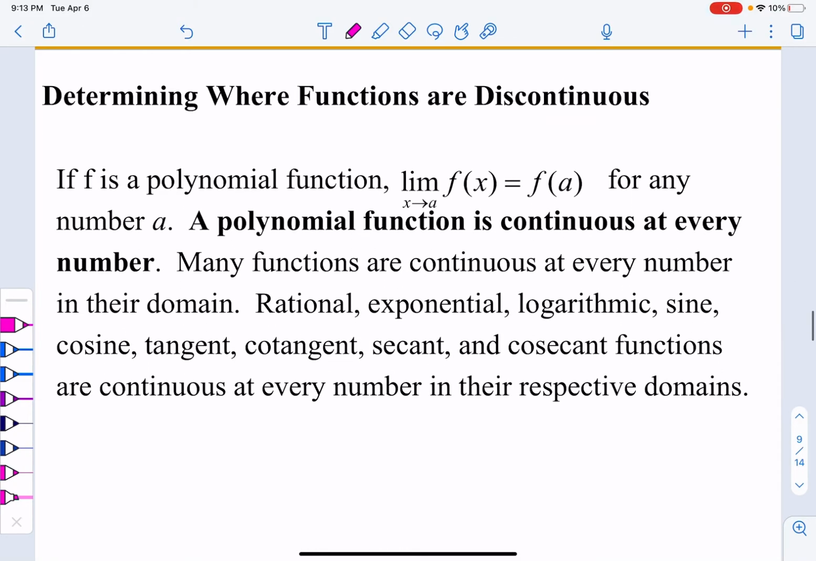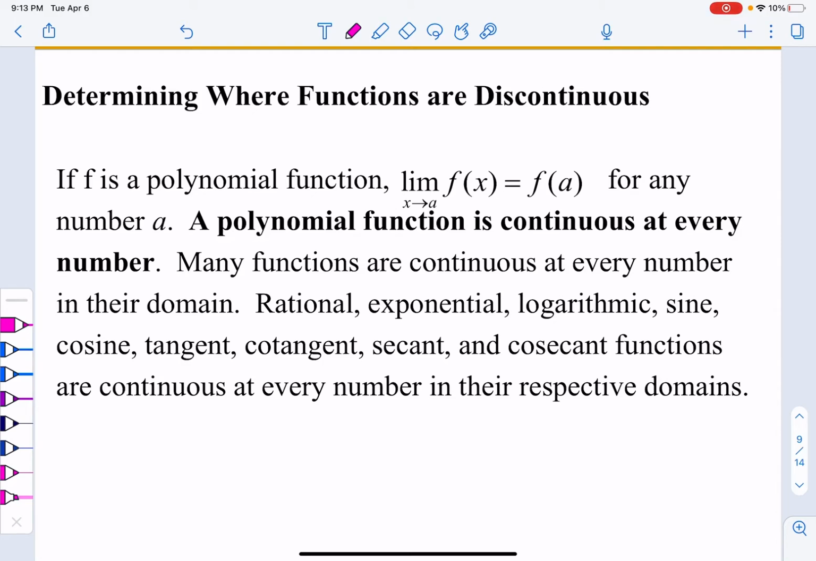So the next part: determining where functions are discontinuous. It says if f is a polynomial function, the limit as x approaches a of f of x is equal to f of a for any number a. A polynomial function is continuous at every number. Many functions are continuous at every number in their domain. Rational, exponential, logarithmic, sine, cosine, tangent, cotangent, secant, and cosecant functions are continuous at every number in their respective domains.